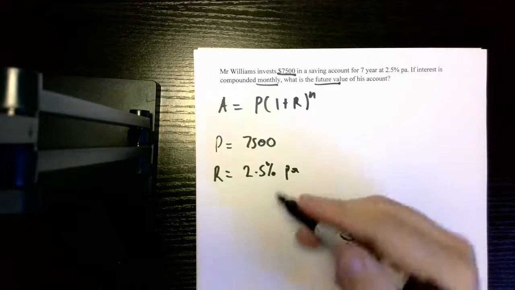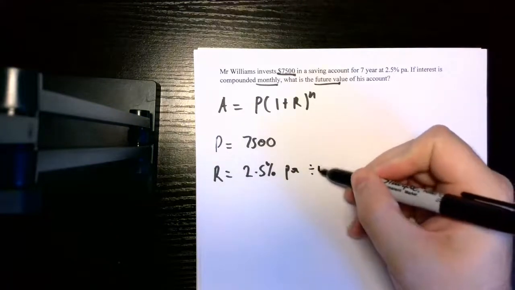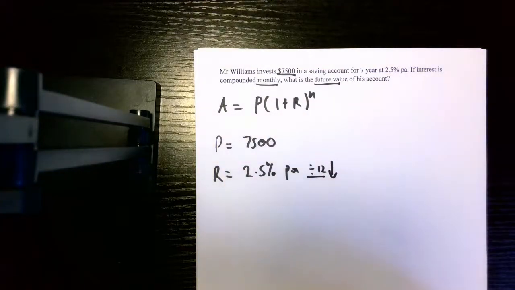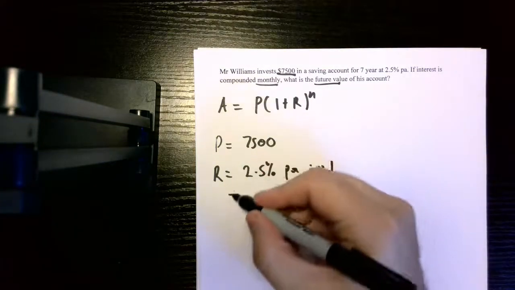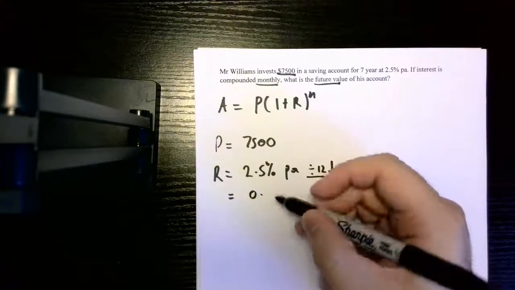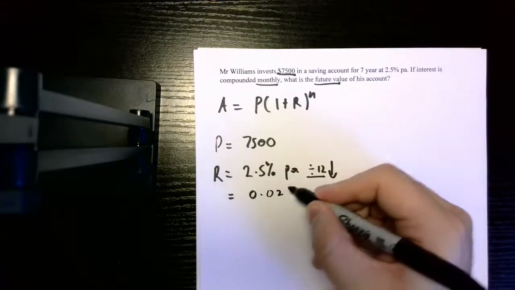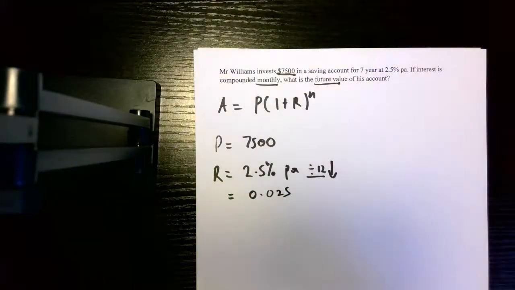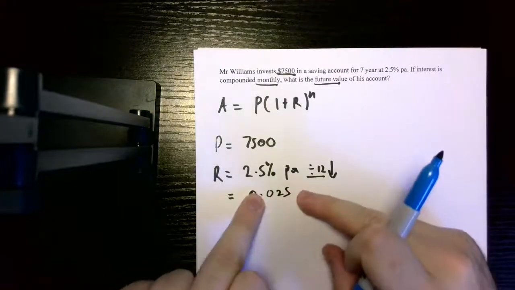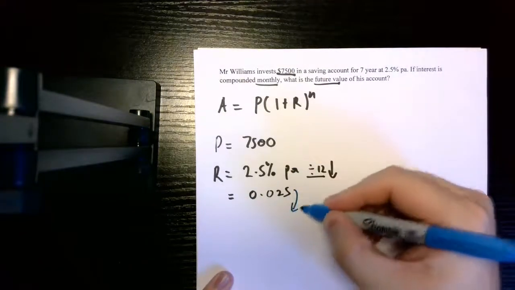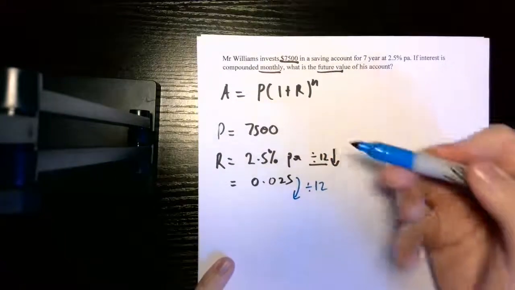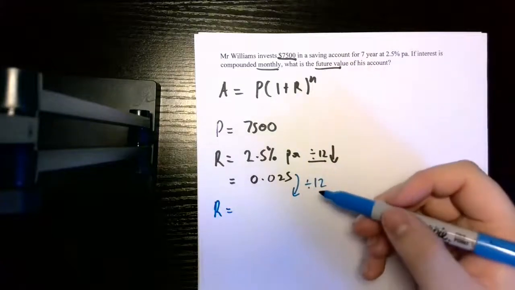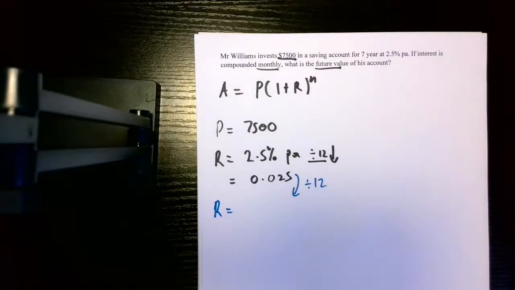First things first, I'm going to divide this number by 12 at some stage in this calculation. I really want to show you this first. I'm going to first write this as a decimal. This is equal to 0.025. That is what that is equal to as a decimal. When we then apply the division by 12 to break it down from across the year into each month, our interest rate R is equal to a horrific decimal.